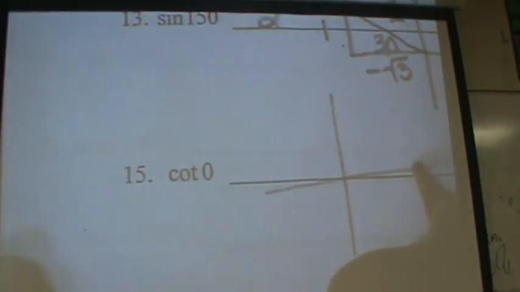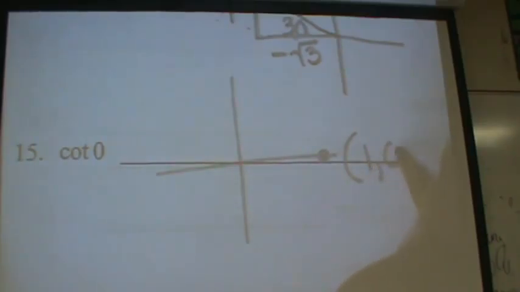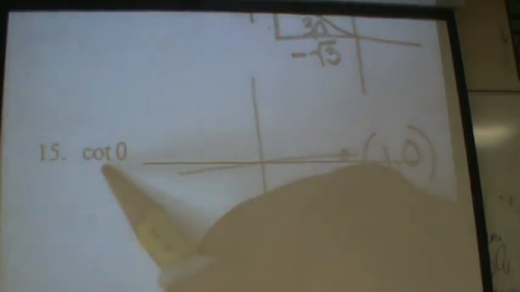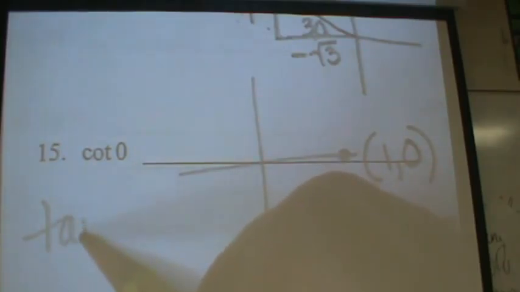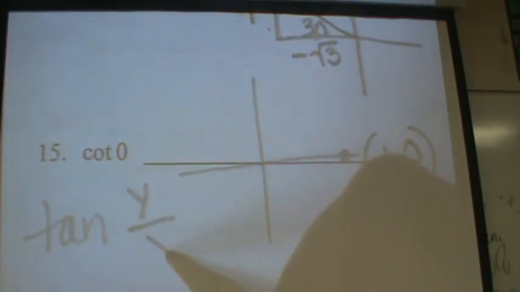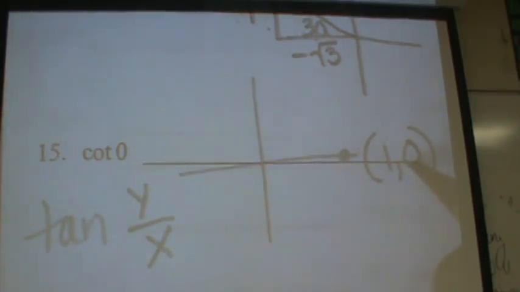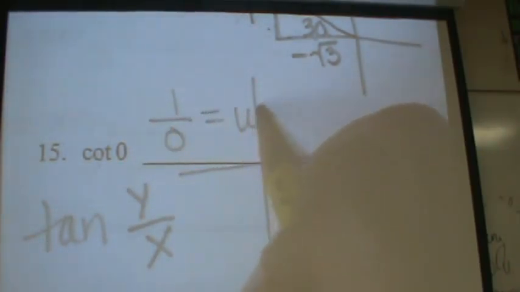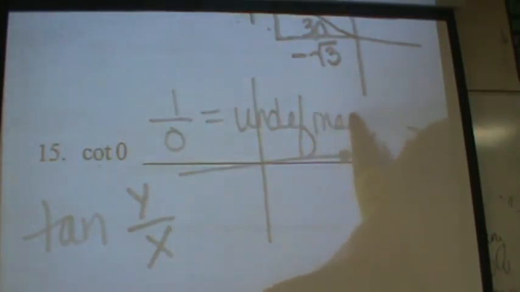Where is 0? 0 is right there. What's the ordered pair of 0? 1, 0. Well, this is the upside down of tangent, and tangent is y over x. Well, the y value is 0, so it'd be 0 over 1, but this one's cotangent. So it's x over y. And what is 1 over 0? It's undefined. So that's undefined.